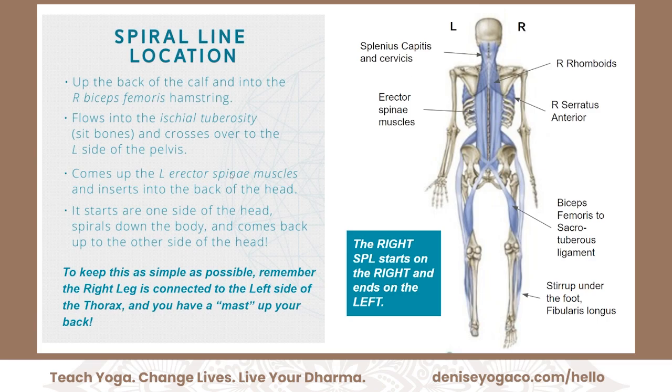Now, to keep this as simple as possible, if you want to just remember, when you're standing on your left foot, you're connecting to the right thorax through the spiral line. And when you're standing on the right foot, you're connecting to the left thorax. It is that connection from right hip to left thorax, left hip to right thorax. Those are very powerful connections, and we use those all the time in yoga. We use them in walking too.